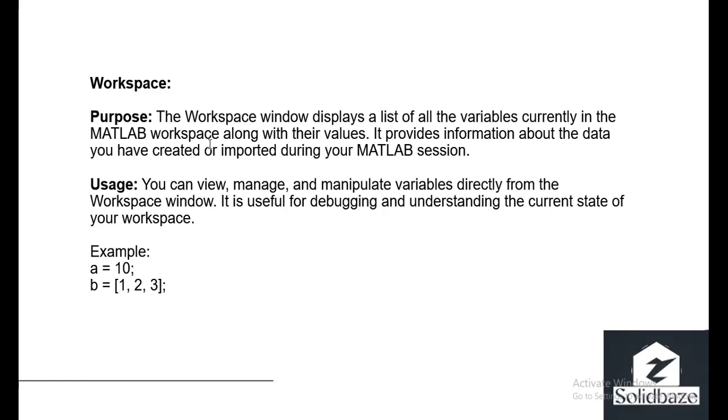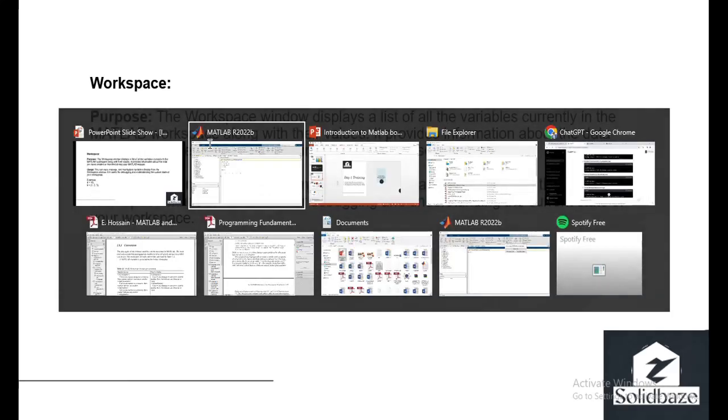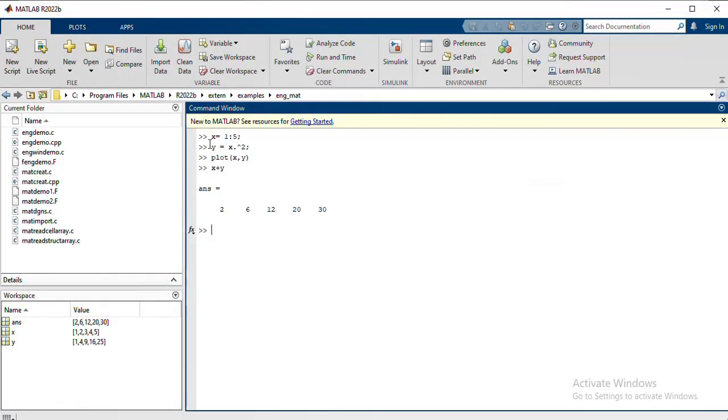Okay, so now this is an example which says a is equal to 10, and then b houses the values 1, 2, 3. So we can just implement this on our MATLAB. Set a equal to 10 and b equal to 2, 3, 4, 5. Yeah, so I've declared my variables.